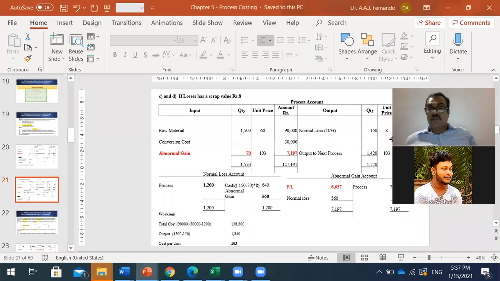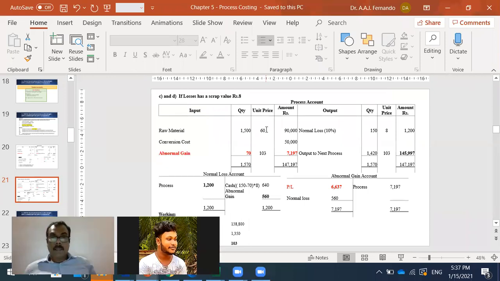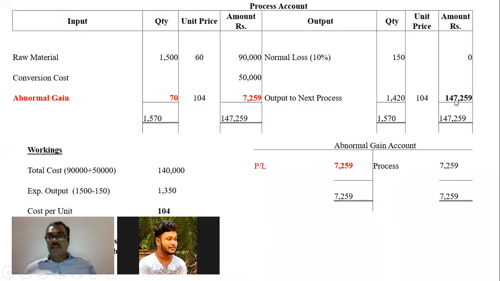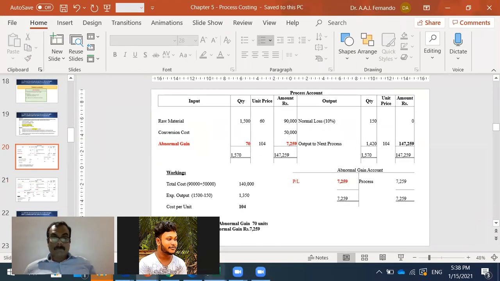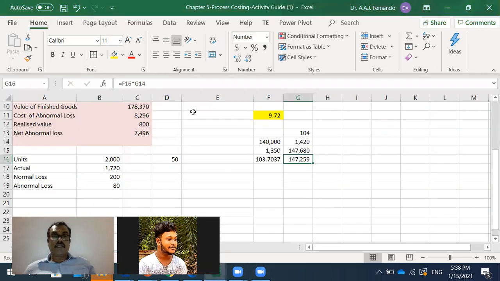So that should be the amount shown in the ledger account. Just see 259. Do you see it? 147,259. That is the amount, exactly the same amount. Okay, that calculation mistake was corrected.